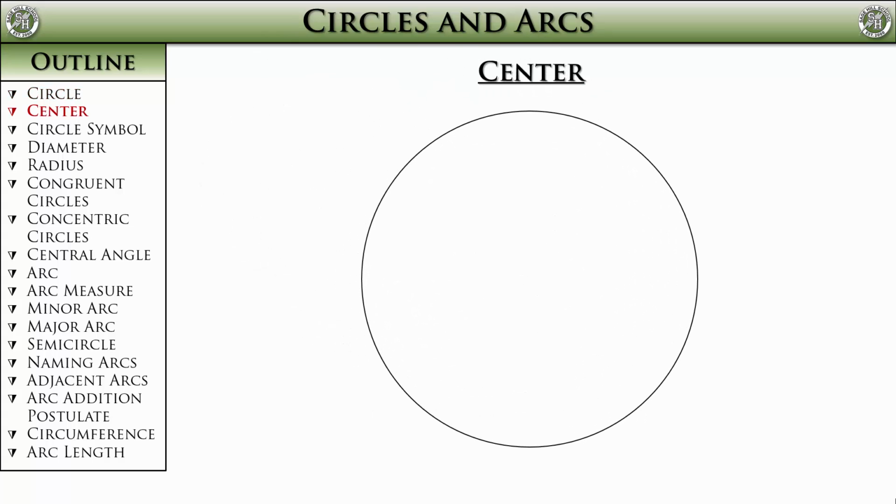Earth-shattering, right? Every circle has a center, which is, guess what? Right in the center of the circle. You'll often have the center of the circle shown, and it will be labeled like it is here. If the center has been labeled, then you can name it. In this case, you could say Circle A.